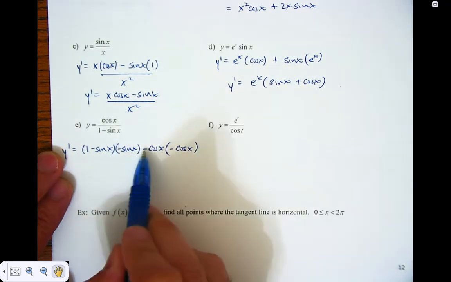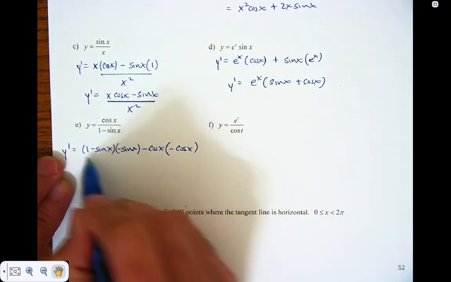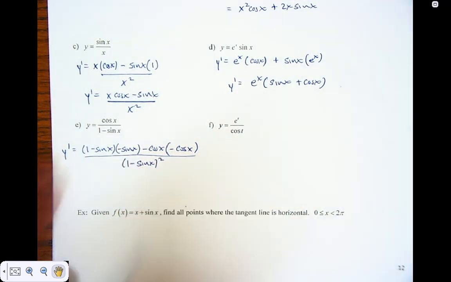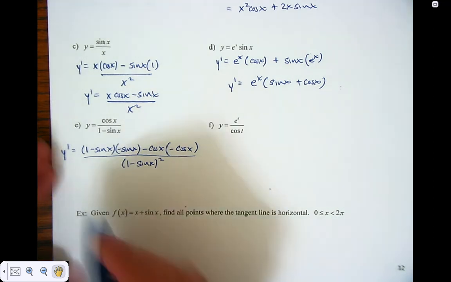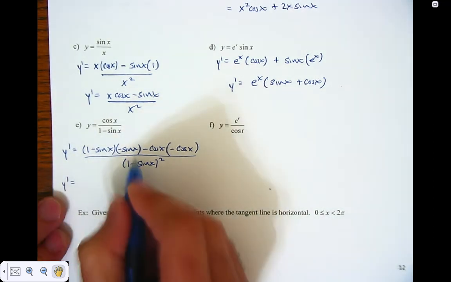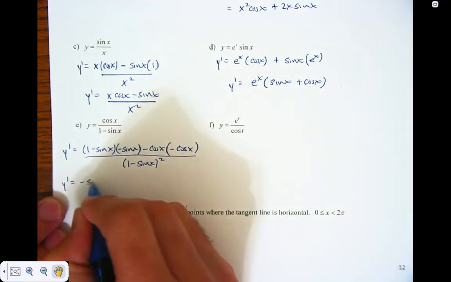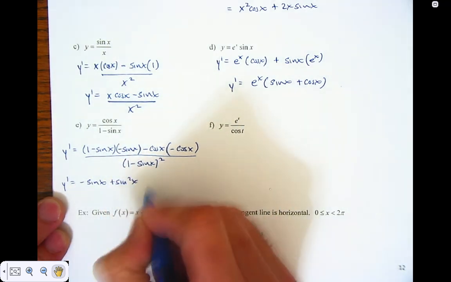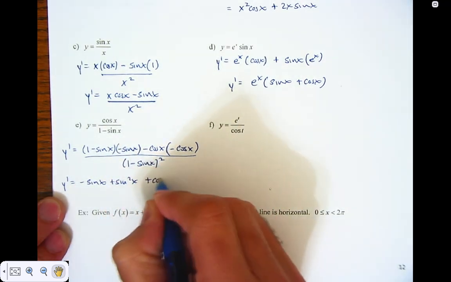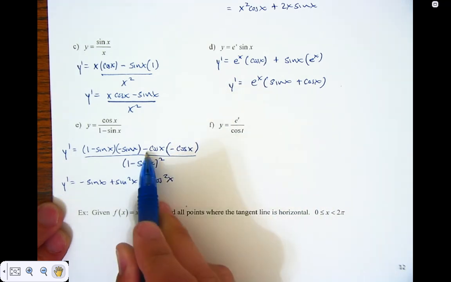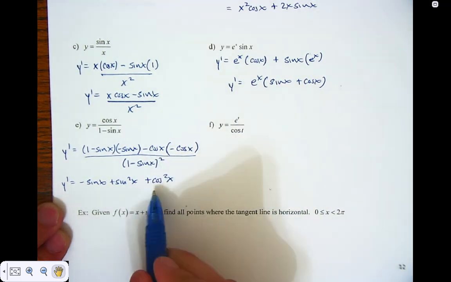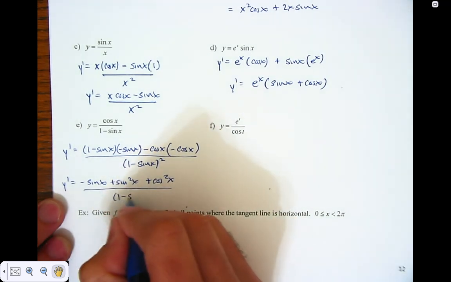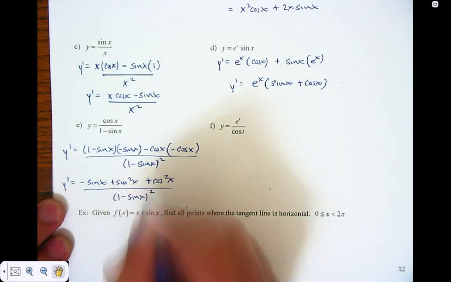Low d high minus high d low all over low squared. Okay, and then let's simplify and see what happens here. So we've got negative sine x, and then plus sine squared x. Then we've got plus cosine squared x, right? Negative times negative is positive, cosine squared, all over 1 minus sine of x squared.